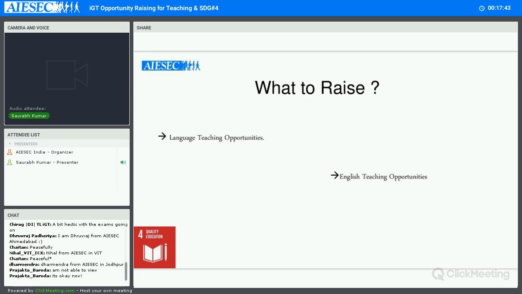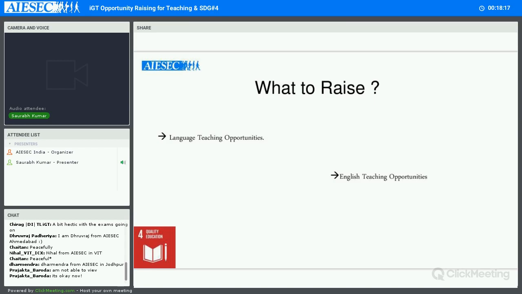Let's move forward to what you actually should raise. That again comes to be language teaching opportunities and English teaching opportunities. Right now we cannot say, if we are going to a school, that we will get you a person who will teach science or maths. This is a limited duration internship, and having a person here who can teach science and math disturbs a kind of cycle even in schools or colleges. So why not have language teaching opportunities and English teaching opportunities?